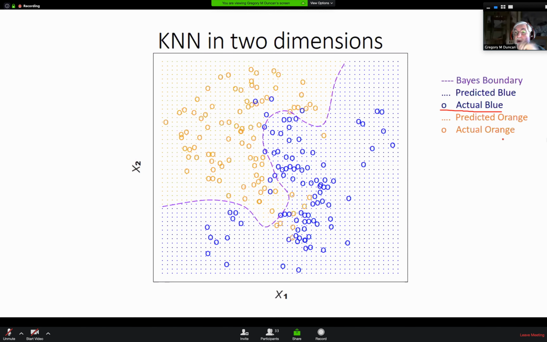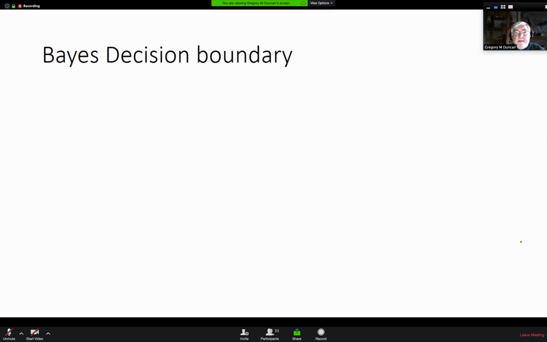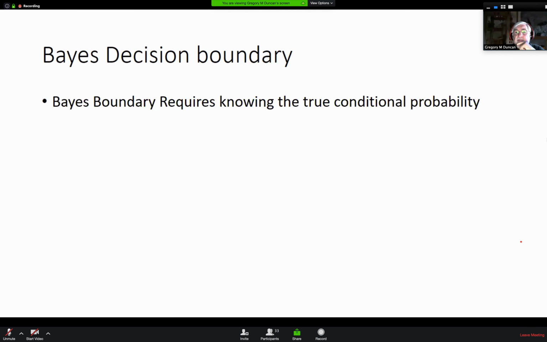So let's say that orange indicates having COVID. This would be somebody who has COVID and was predicted not to have COVID. And so in 2 dimensions, you can look at this. And now I'm going to give you an example of overfitting and of underfitting. The Bayes boundary requires knowledge of the true conditional probability. We don't.